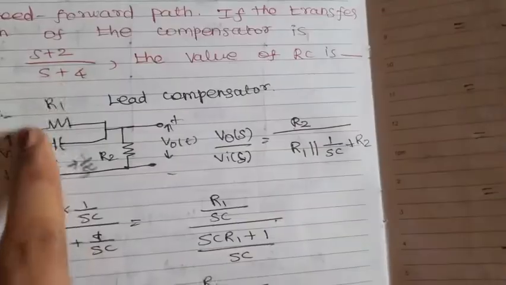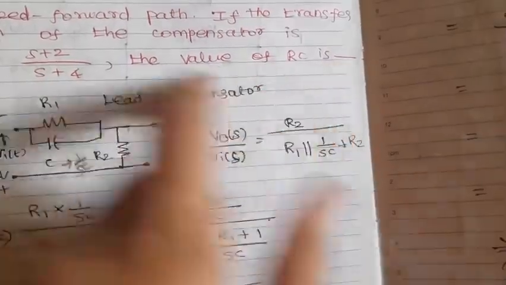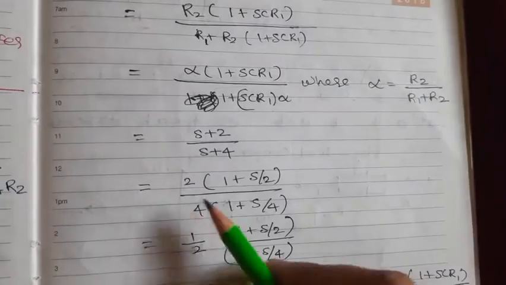The given transfer function is S plus 2 divided by S plus 4. We need to find out the RC value. For that, take 2 outside.